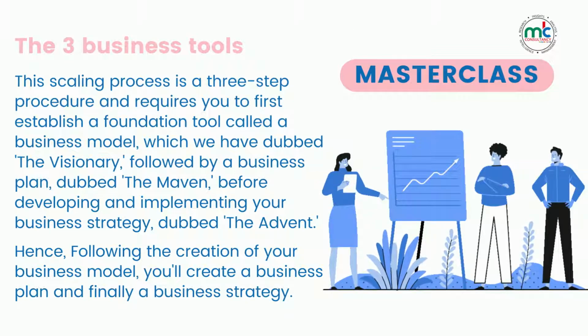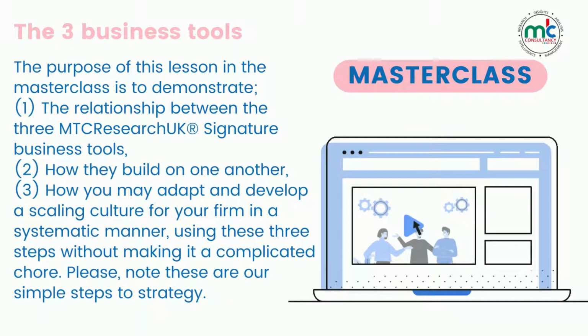This scaling process is a three-step procedure and requires you to first establish a foundation tool called business model, which we have dubbed the visionary, followed by a business plan dubbed the Maven, before developing and implementing your business strategy dubbed the Advent. Hence, following the creation of your business model, you will create a business plan and finally a business strategy.